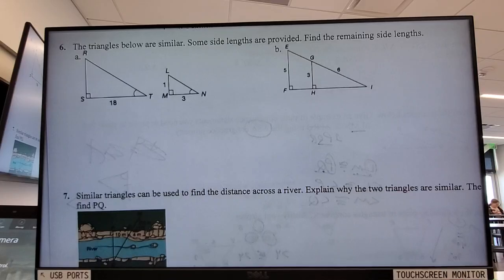I didn't tell you LN or RT. But what saves you? I need all the side lengths, yes? So I need side LN, I need side RT. How do I get that last side? Like LN, I could get that right away. How could I get LN?